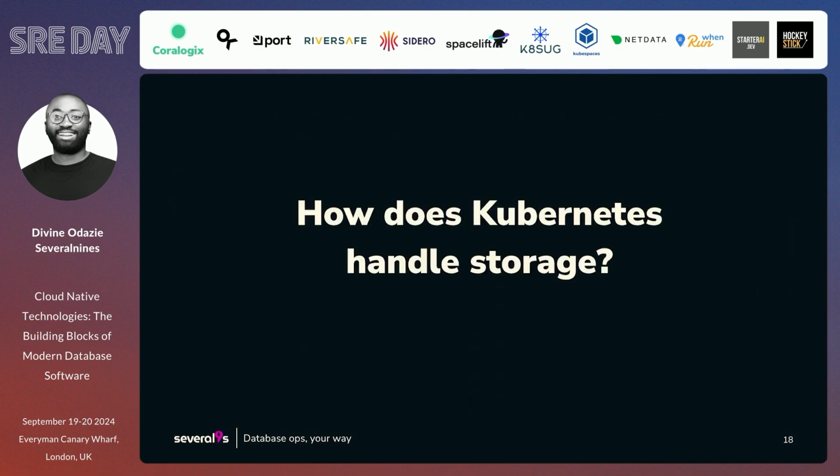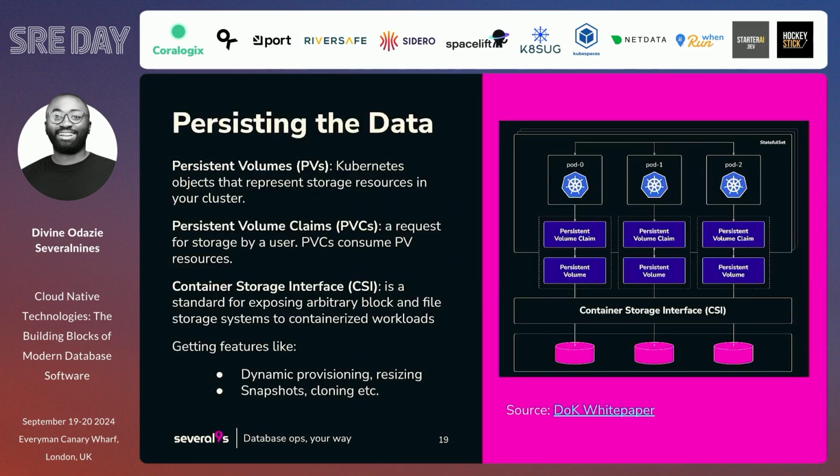So how does Kubernetes handle storage, right? I kept talking about automation, upgrades, and stuff, right? But the data has to be stored somewhere, right? Kubernetes is stateless, right? The data has to be stored. How would Kubernetes handle that storage? And that is where persistent volumes come into play.